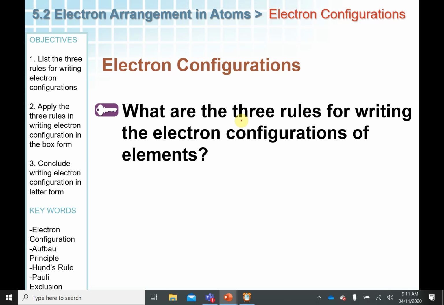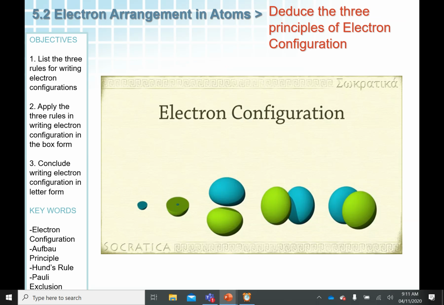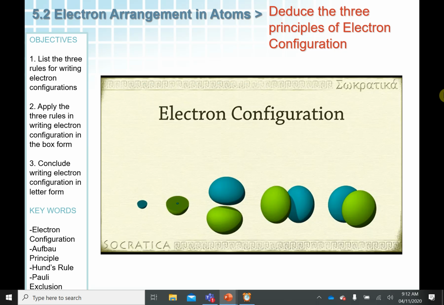So we want to write the electron configurations, and we have 3 rules. Did you get the answer yet? Okay, so we have the AUFABU principle, the Pauli exclusion principle, and Hund's rule. These rules tell us how to find the electron configurations of atoms. Now, we will be watching a short video, and I need you to conclude the 3 principles. Tell me, what did you understand about the three principles?